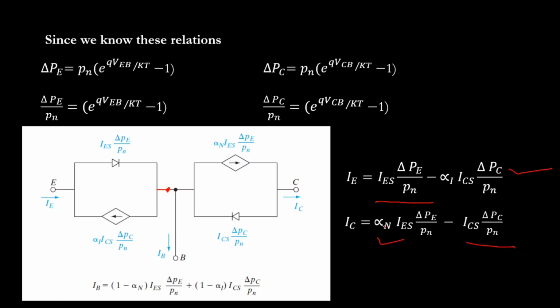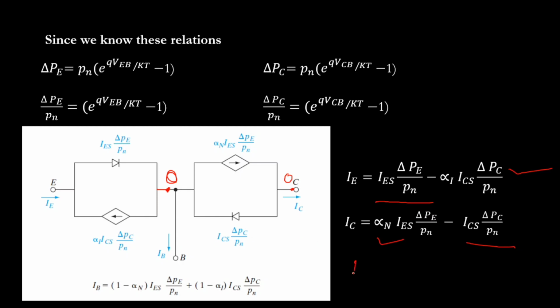Alpha N IES delta PE by P is positive, so it is towards this direction, but this is in negative, so I should maintain this direction. So if I take this plus the term available here plus the term available here, I will get IE and IC separately. And what will be the IB? That you have to do.